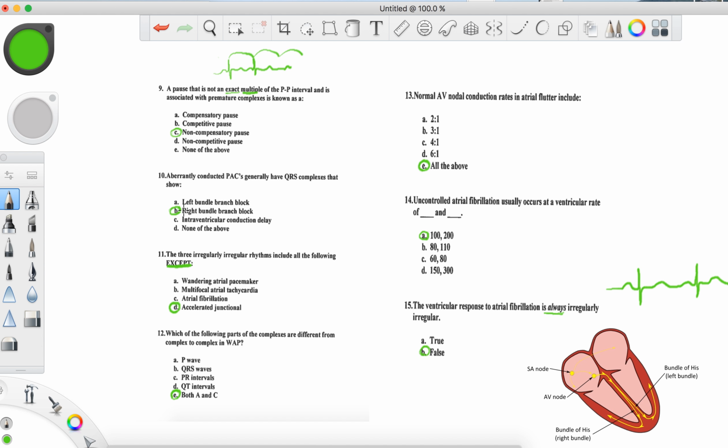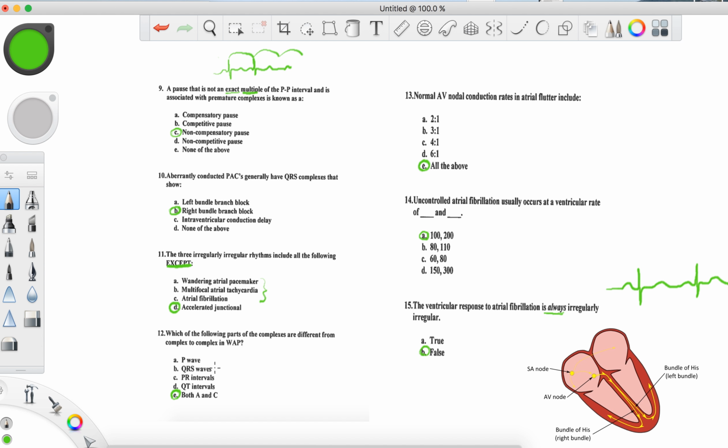Aberrantly conducted PACs tend to show a right bundle branch block. Down here on 11, a lot of people, if you missed this, it's probably because you didn't pay enough attention to the "except." So any of these tend to have irregular rhythms associated with them, but accelerated junctional does not. So again, watching for the "except."